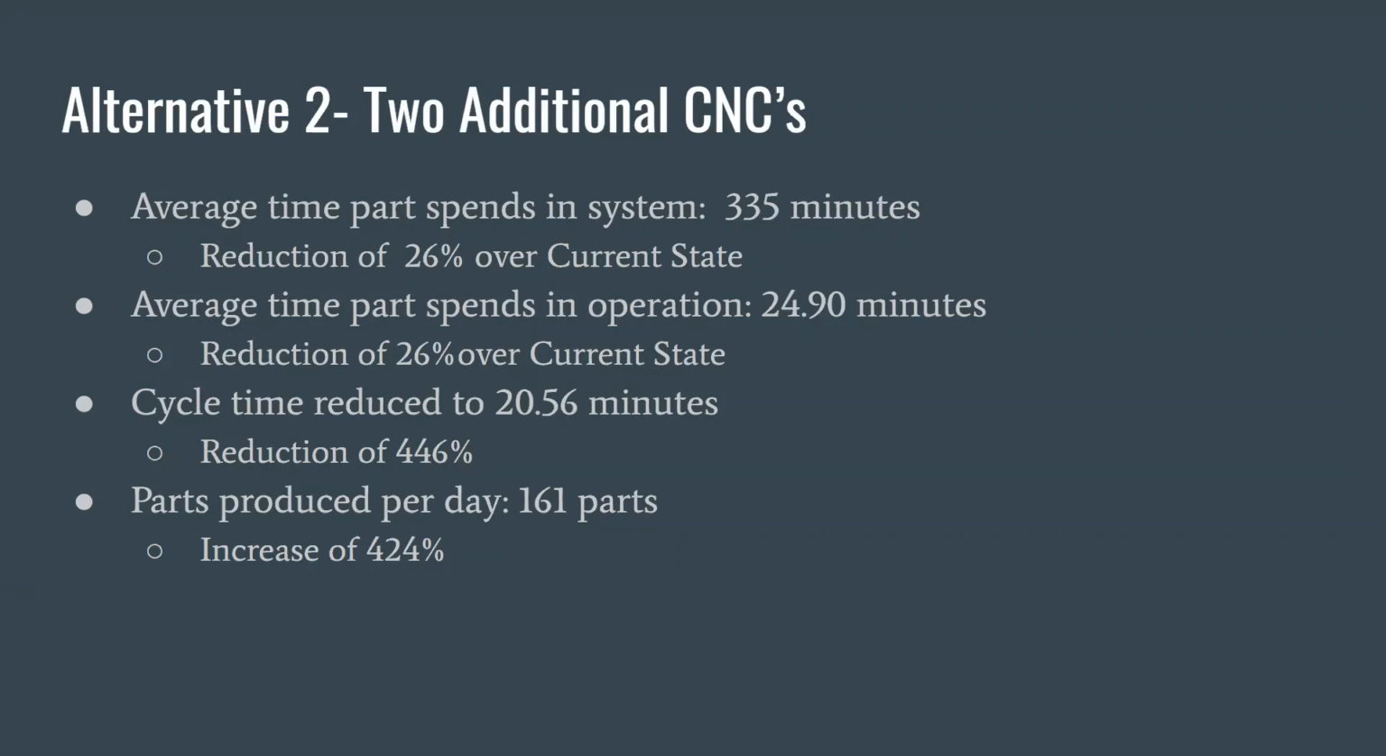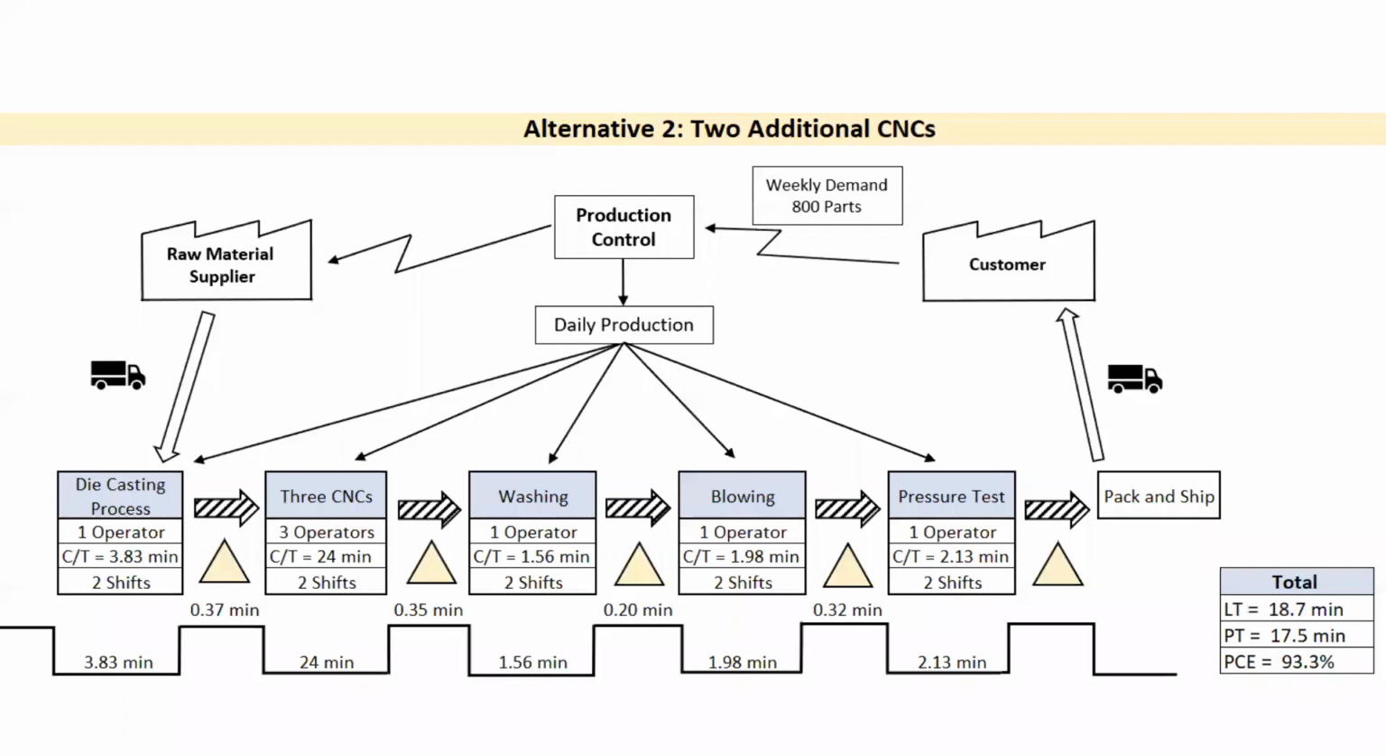By implementing the additional machines into our simulation, we were able to start to see improvements, with a reduction of 119 minutes over their current state in which the part spends in the system. The cycle time as a whole was reduced by 44%, and daily production rate was increased to 161 parts per day, again surpassing the required production rate.